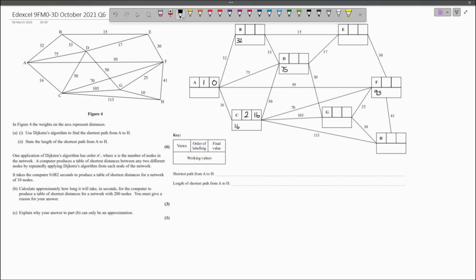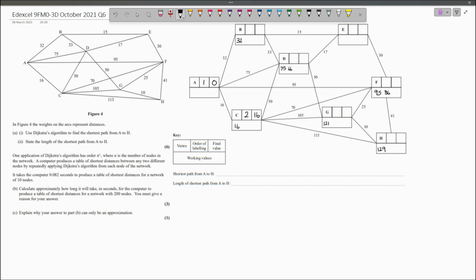And we're now going to update all the working values of vertices that haven't yet been visited but are attached to C. So we're going to get 16 plus 50 is 66. And I have a feeling that D is going to be visited a few times, so I'm going to just make some more space. So we've got 66. 16 plus 70 is 86 for F. For G, we're going to get 121. And for H, we're going to get the value 129.